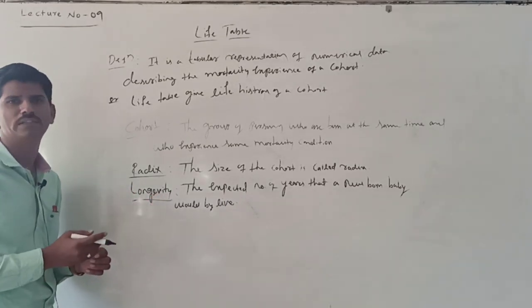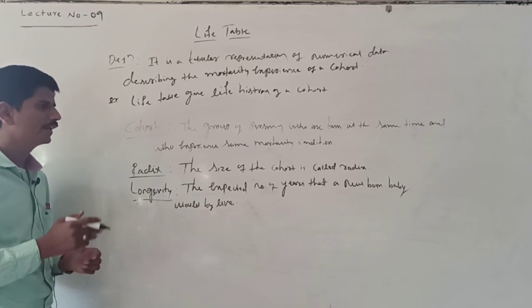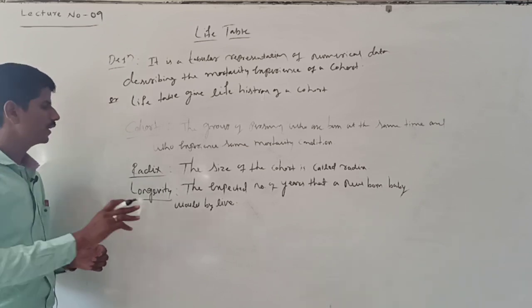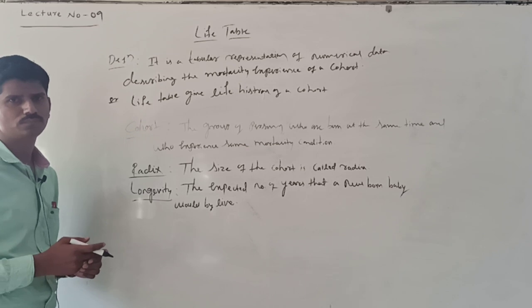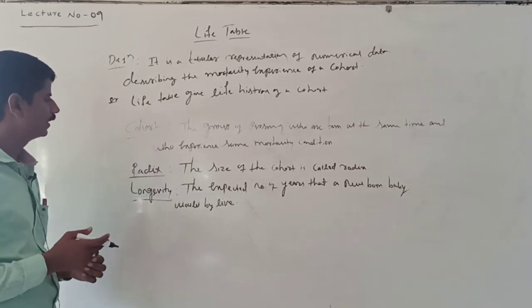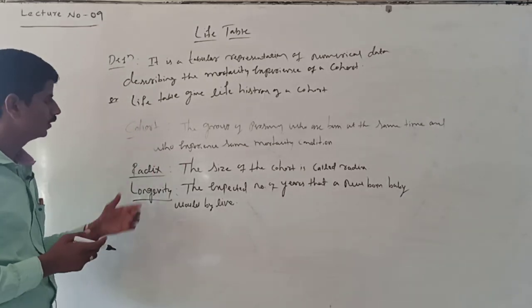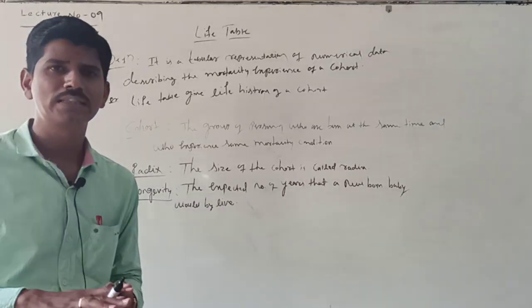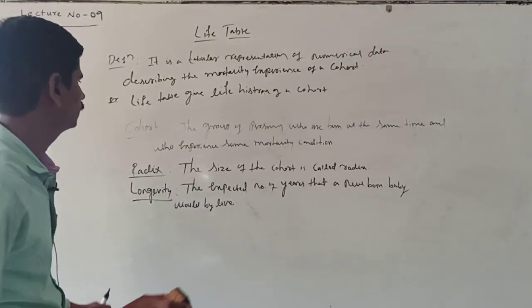That is said to be longevity. The expected number of years that a newborn baby will live is called as longevity. Okay, these are the different definitions involved in the life table. Okay, the next concept is uses of life table.